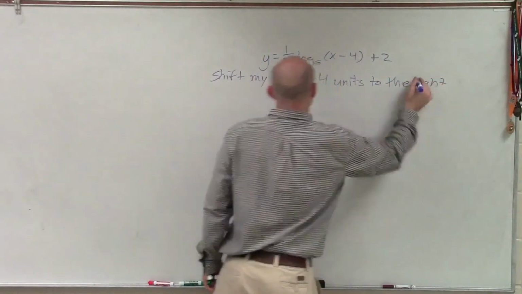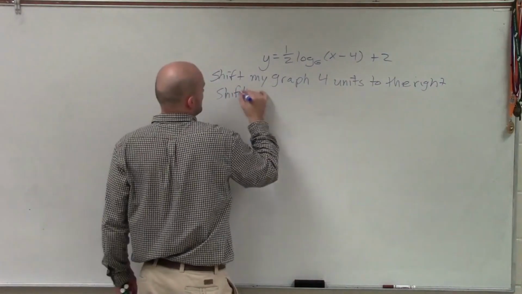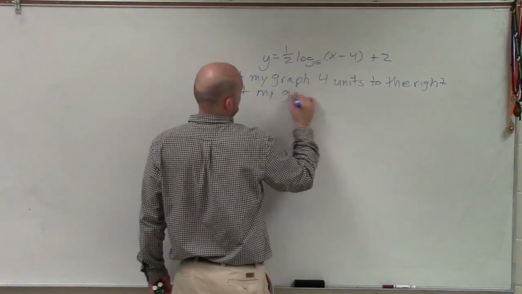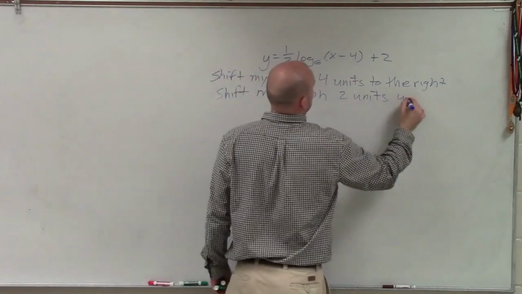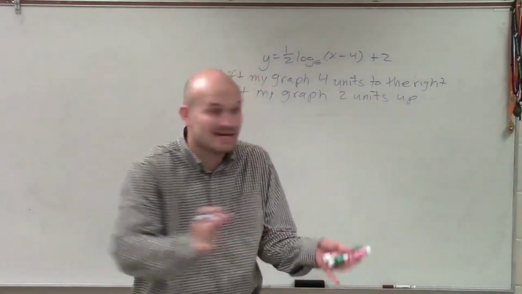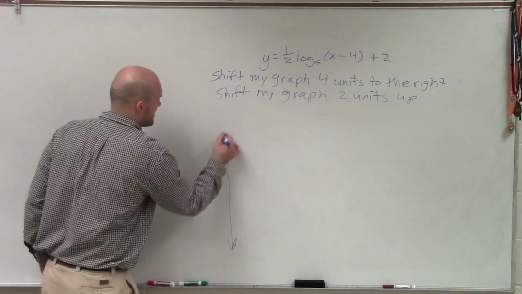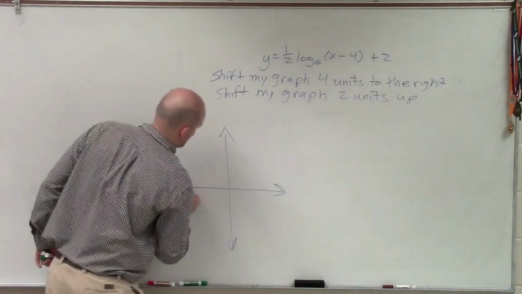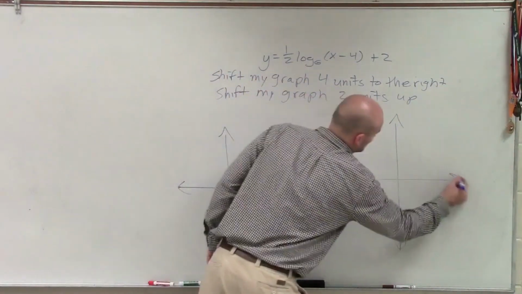And then the plus 2 is going to tell me to shift my graph 2 units up. All right? So what I need to do is, what am I shifting 4 units to the right and 2 units up from? So to do that, we want to graph our parent function. All right? And then here is going to be our final graph.